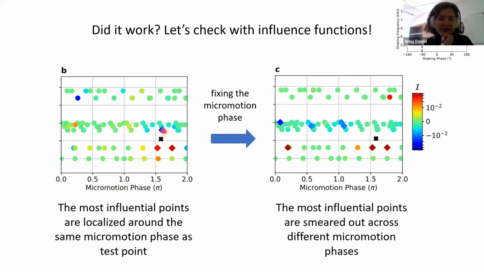There are 5 blue diamonds and 5 red diamonds, but they are on top of each other, so it's not visible. But all the most similar, the most influential points are focused around the same micromotion phase, showing it's the most influential feature across this cut. And after fixing the micromotion phase, these are the same data but processed by the autoencoder, and now they're supposed to have the same micromotion phase. You see that the influence is much more distributed across the micromotion phase, indicating that it stopped being such an influential characteristic.